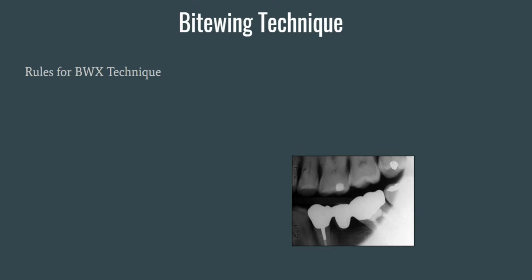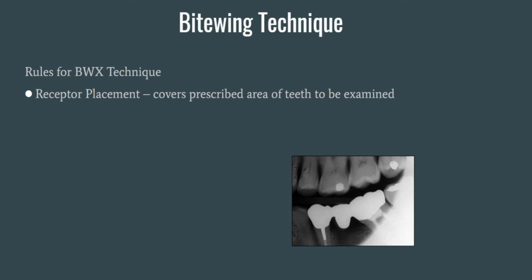So here are some rules for the bite wing technique, and if you follow these rules, you should have a pretty diagnostic x-ray every time. The first rule to think about is your receptor placement. Think about where you're placing it. It needs to cover the prescribed area of teeth to be examined. If it's too far forward or too far back, you may cut off one of the teeth that were prescribed to be radiographed.